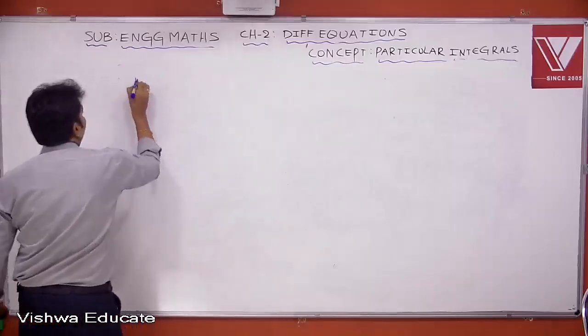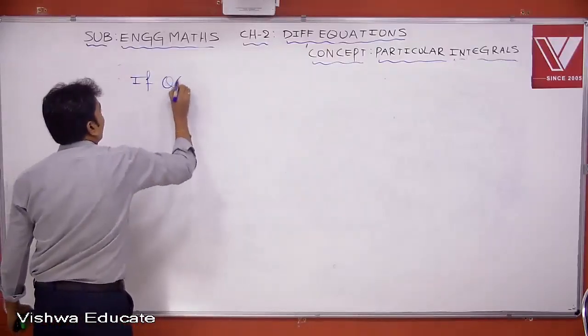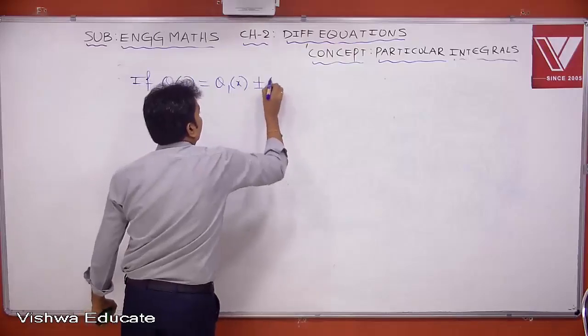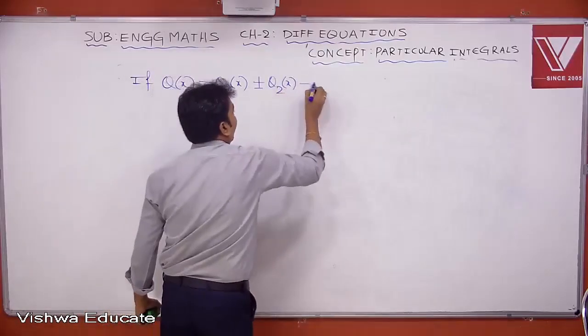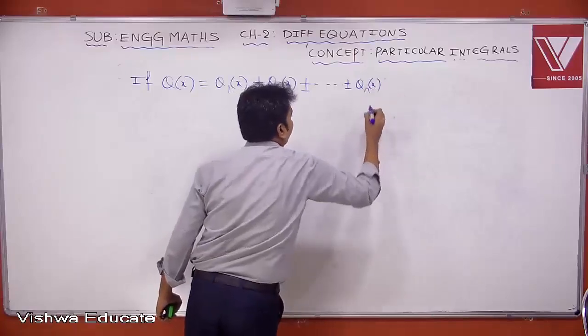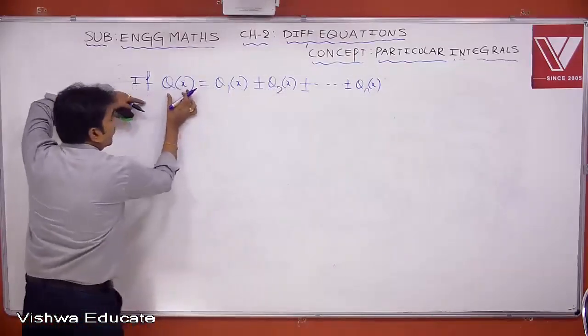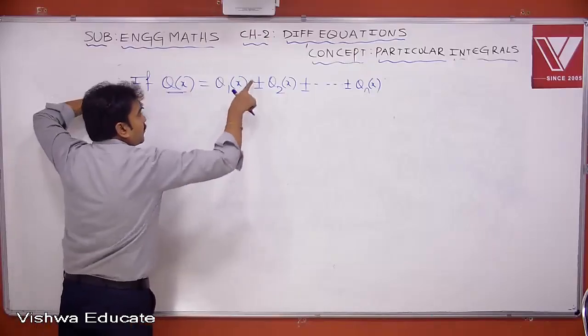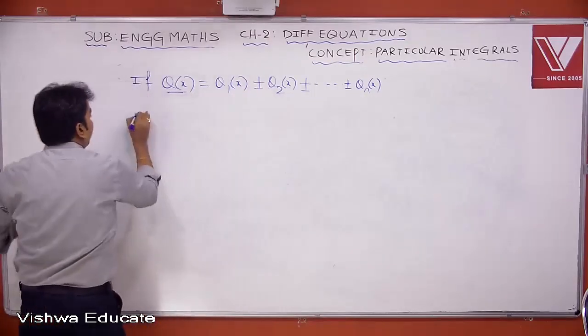Suppose q of x equals q1 of x plus or minus q2 of x plus or minus and so on plus or minus qn of x. That is, the RHS expression is q of x. So the RHS is a combination of n functions with plus or minus in between them.